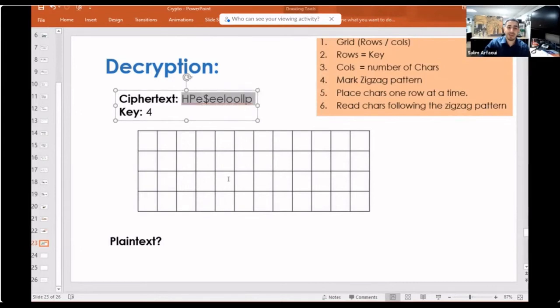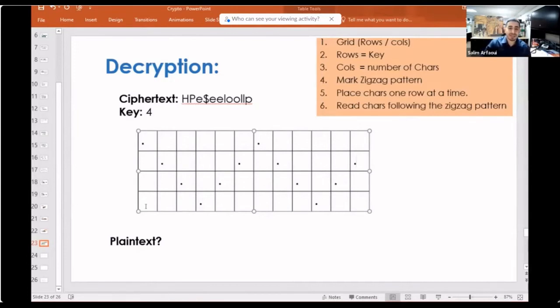We're going to count how many characters are here. So we have 1, 2, 3, 4, 5, 6, 7, 8, 9, 10, 11, 12. And that means we have 12 columns. Okay. Now we created our grid. The next thing is to mark the pattern, right? So I'm going to put that pattern here. This is decryption. Okay. Again, this is not encryption.